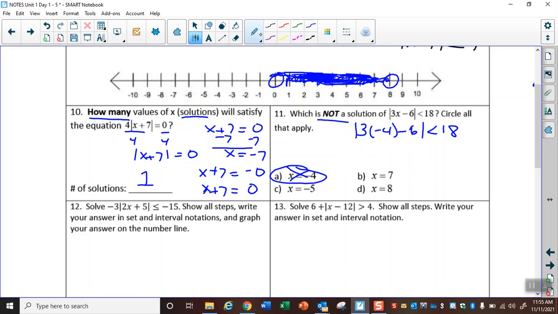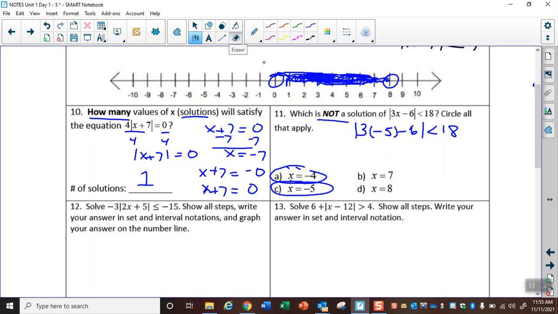And then I could try, I hate questions that say not. That's okay, we'll do it. So that -4 is not a solution. And then what I could do is put in -5. So that's -15 minus 6, that's -21. The absolute value of -21 is +21. Is 21 less than 18? No. So that is not a solution.